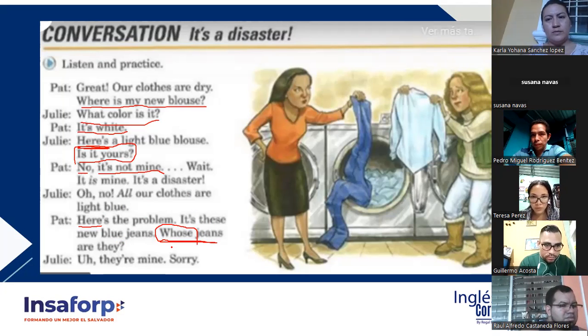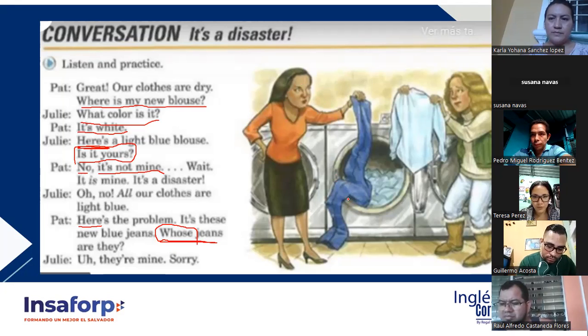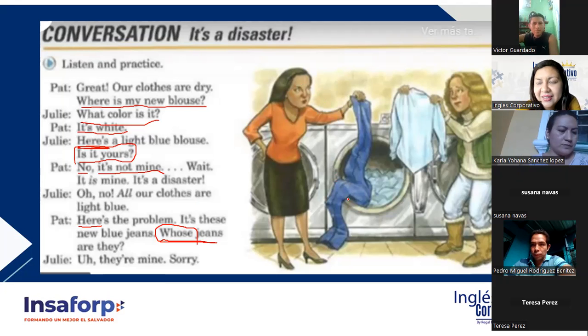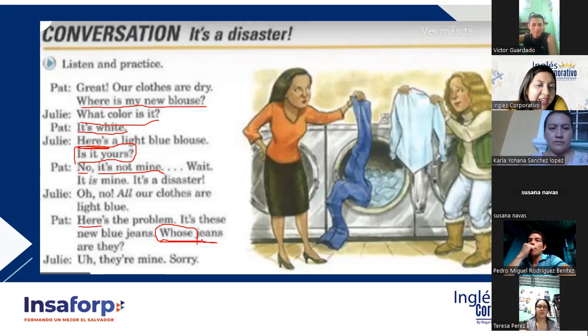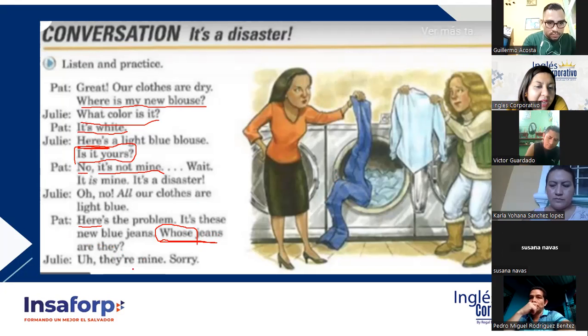Víctor tiene una pregunta. Do you have a question, Víctor? Había levantado la mano. Sí, ¿cómo saber cuándo usar mine or my? Ah, great question. Ya lo vamos a ver en un ratito. Ya casi llegamos ahí. Okay. Whose jeans are they? ¿De quién son? Porque jeans es plural. ¿De quién son estos jeans? Ah, they are mine, sorry. Son míos.